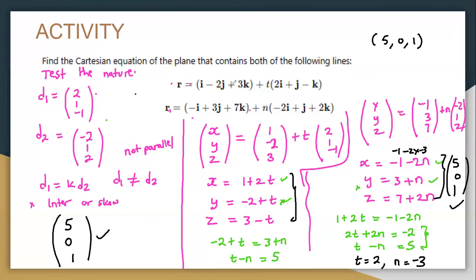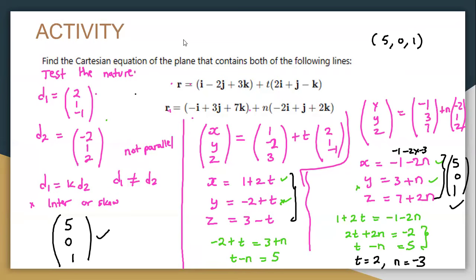Members, can you first let me know whether that is okay up to that point? Testing for the nature of the lines you have. You ask because that is the first thing. Otherwise, you may work out when you have not tested and then you end up not getting anything. Yes, Rose?